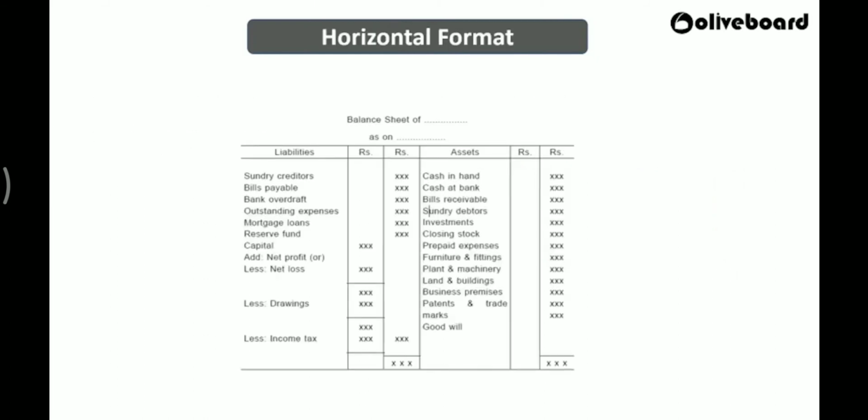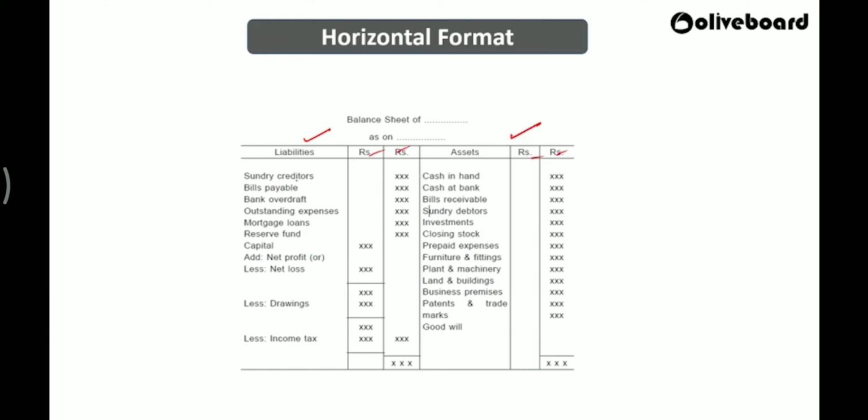I have given the format for everything. So now horizontal format. See here, balance sheet of so and so as on. Then the left hand side will always be liabilities. Right hand side will always be assets. All right. So now rupees here. So again, I repeat, left hand side will always what? Liabilities. Right hand side will always be assets.